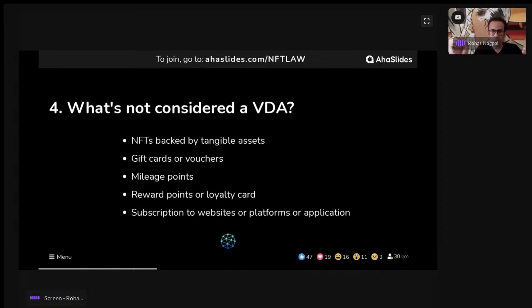Reward points or loyalty cards, again, your bank, credit card, all of them give you reward points, loyalty systems. You walk into a cafe and get a loyalty card where every time you spend with them, they give you certain loyalty points, which can then be redeemed. They are not considered VDAs. And finally, subscription to any website or platform or any application, like an online software, SaaS platform, will not come under the definition of VDA. So that has been clarified by the government.